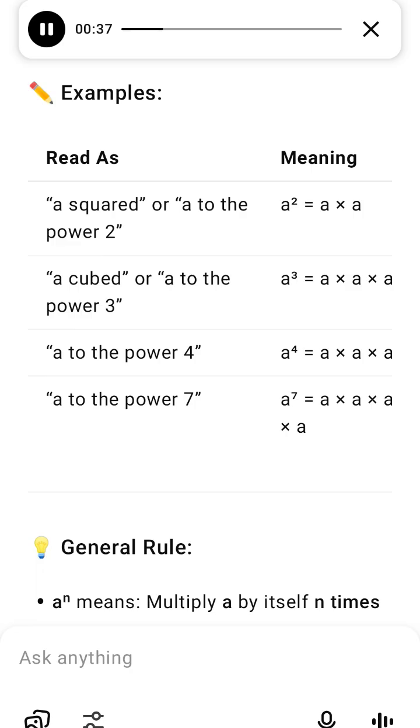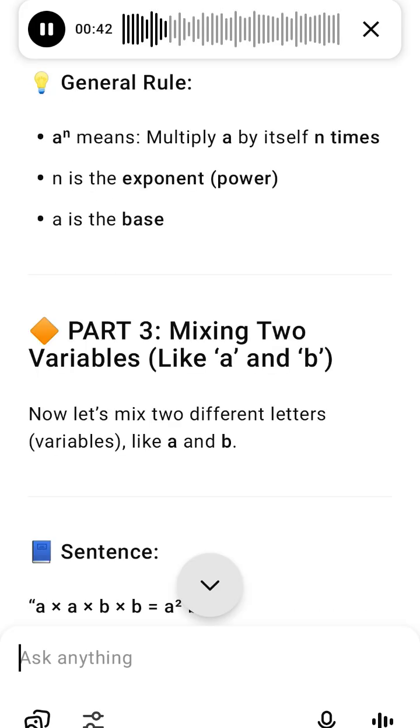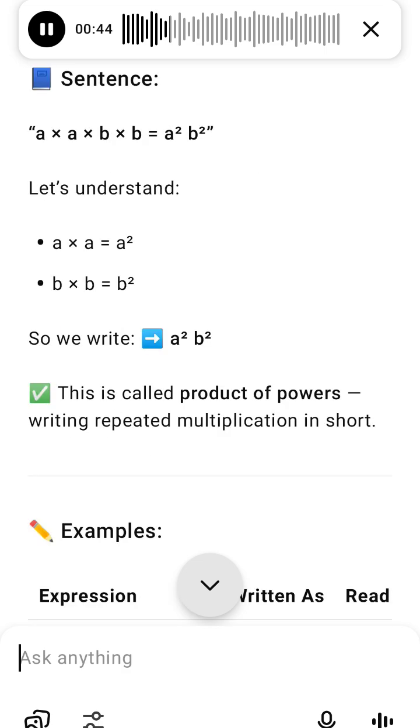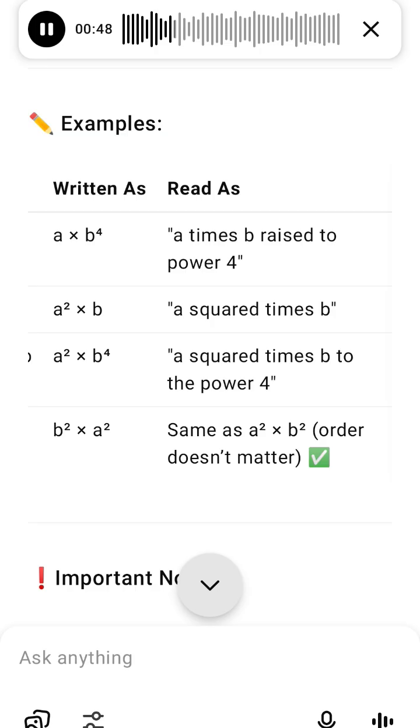2. Variables as bases. You can use letters like a, b, x instead of numbers. These letters are called variables. They stand for any number. You can raise them to powers just like numbers. Examples: a times a, read as a squared. a times a times a, read as a cubed. a times a times a times a equals a^4, a raised to power 4.